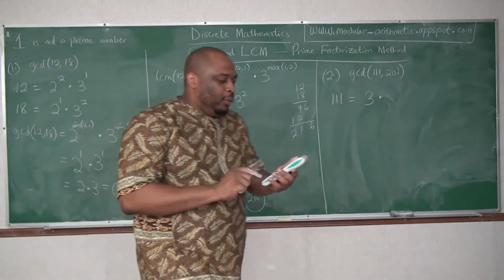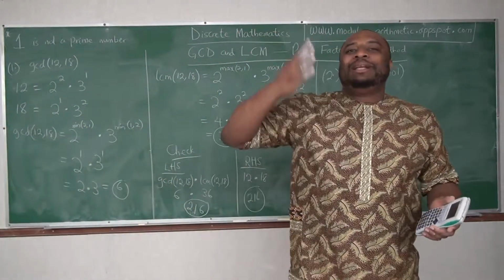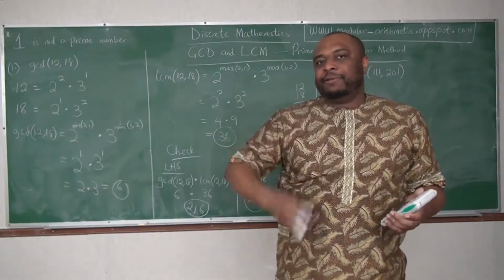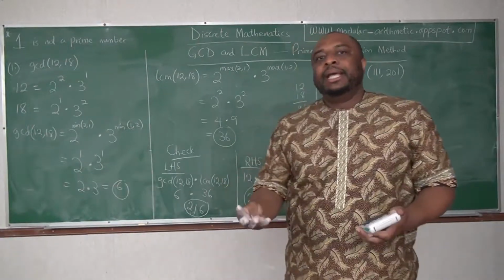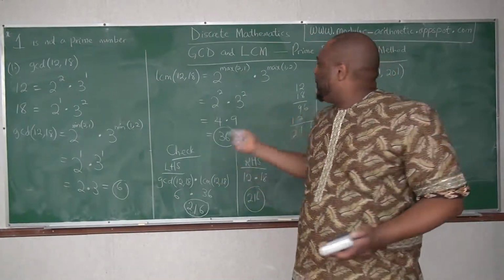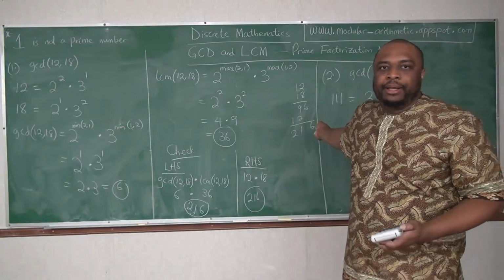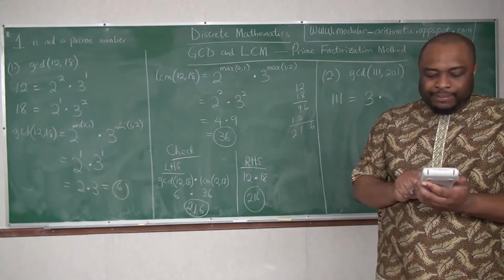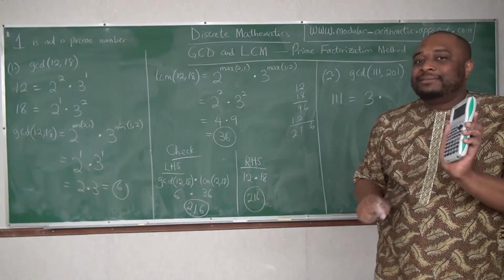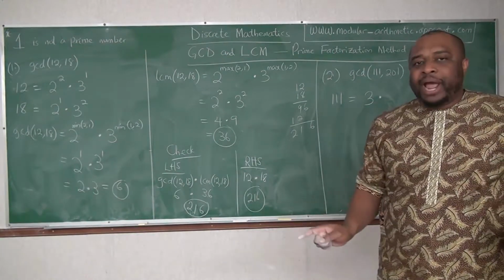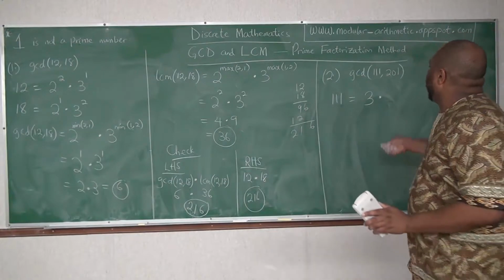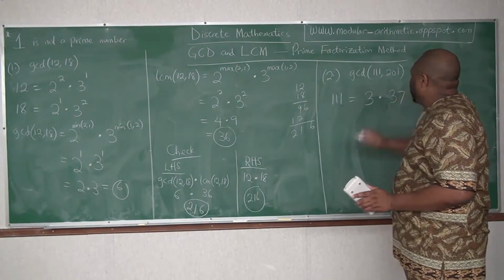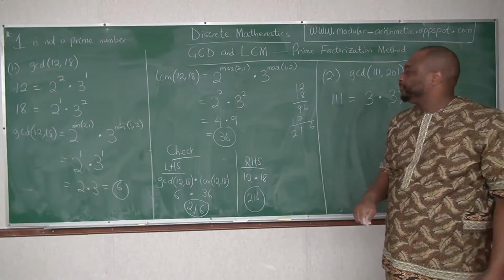Okay? So we already know we have to start with the smallest prime number. Start from the smallest primes. Okay, so 2 cannot, because this is not an even number. This is an odd number. So you now do 111 divided by 3. That gives us 37. 37 is a prime number. So this will just be 3 times 37.